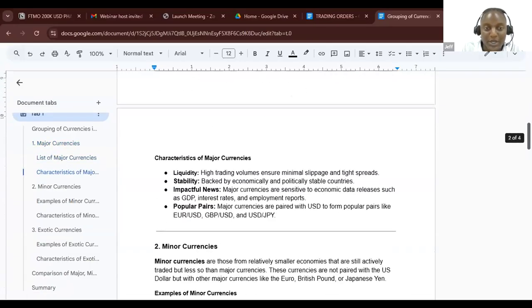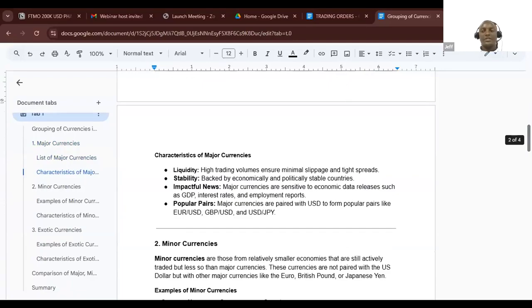Okay, so then we have the characteristics of major currencies. So one, we have liquidity. They have high trading volumes, which ensure minimal slippage and tight trade spreads. So you have high trading volumes on the major currencies as compared to the next category of currencies that I'm about to talk about, which is the minor currencies.